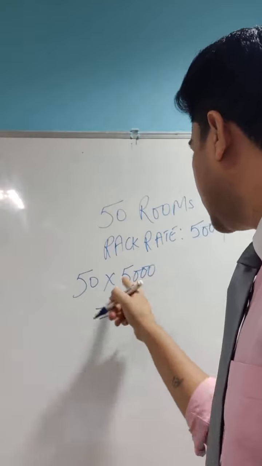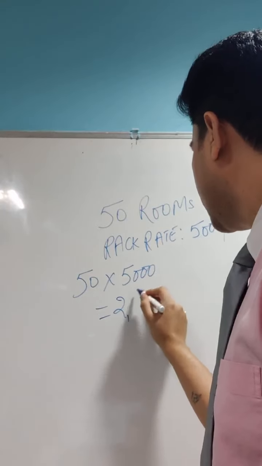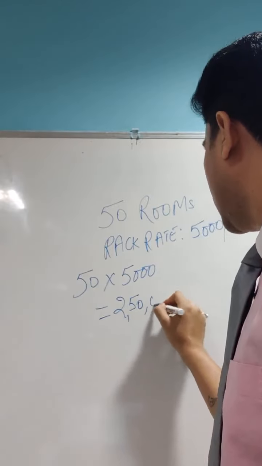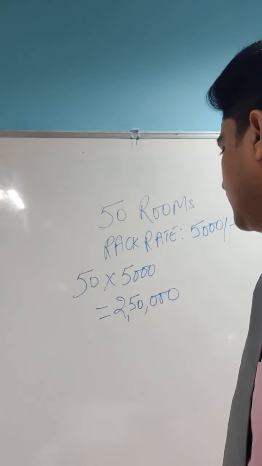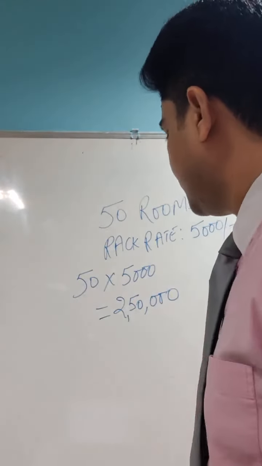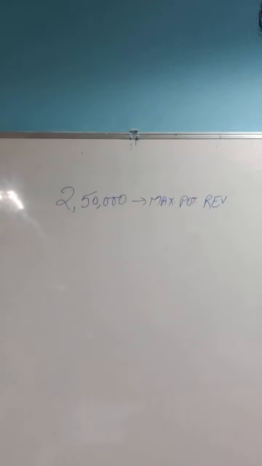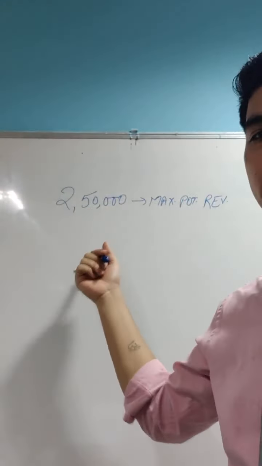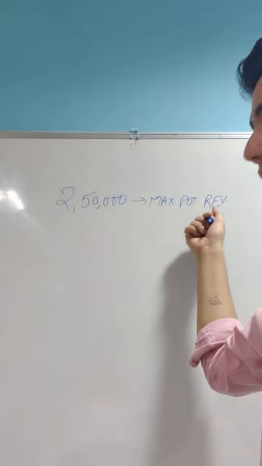So it would come to 2,50,000 rupees. Now we know the maximum potential revenue is 2,50,000 rupees. That is maximum potential revenue.